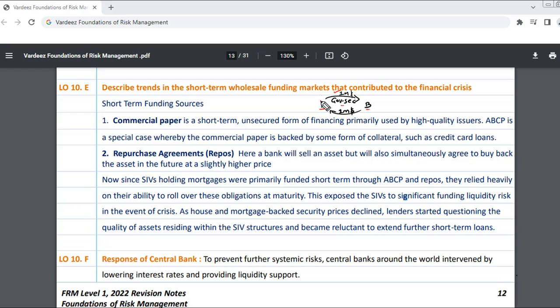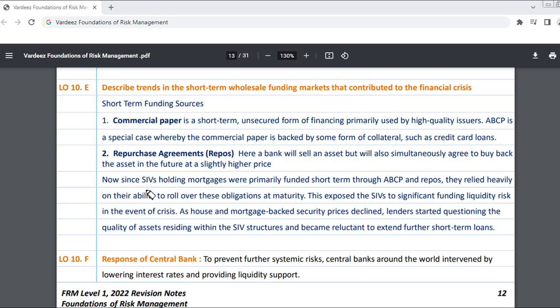Now after a month, A will give $1.1 million to B, and B will return the government security, and this extra $100,000 is the interest cost to counterparty A. That's what we call repurchase, because A is repurchasing the security after a month, and that's why we call this repurchase agreements. So here a bank will sell an asset but will also simultaneously agree to buy back the asset in the future at a slightly higher price.